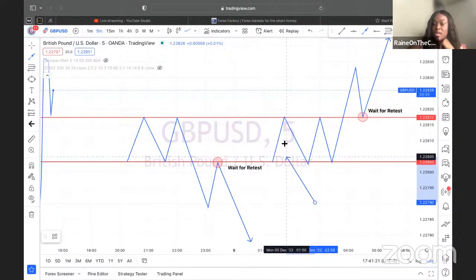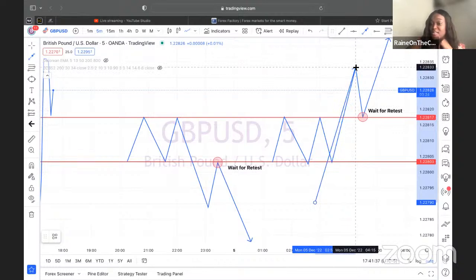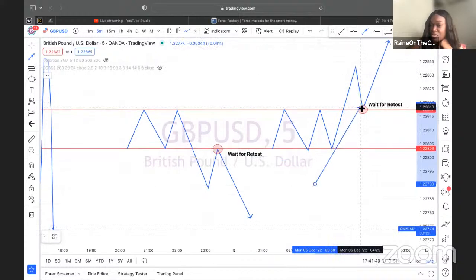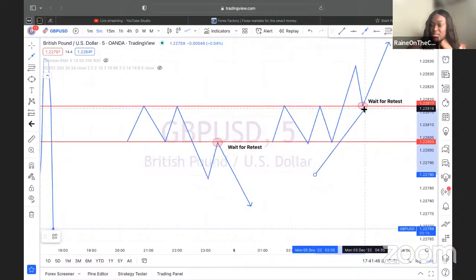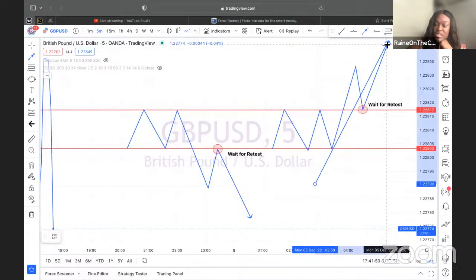If it's up, it's consolidating. I'm waiting. It breaks out. It breaks the ceiling or resistance. Breaks out. I'm not getting in. I'm waiting for the pullback or retest. When it comes back, the ceiling becomes the floor. Now I can get in and I can take the trade as it continues going.